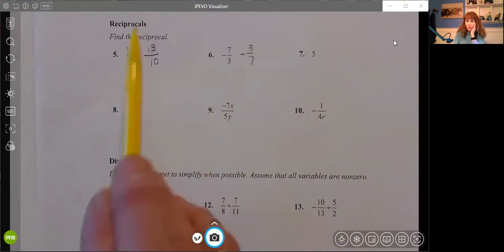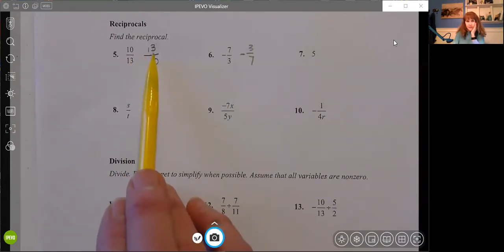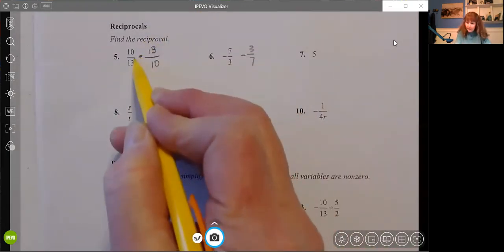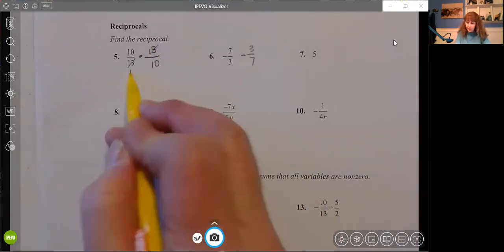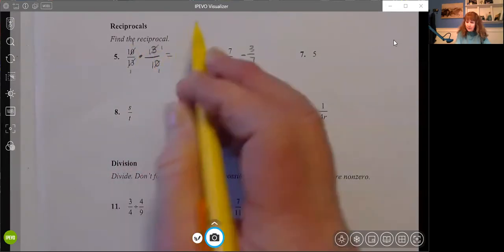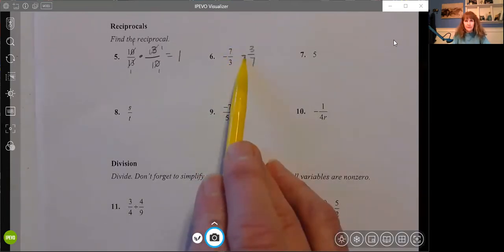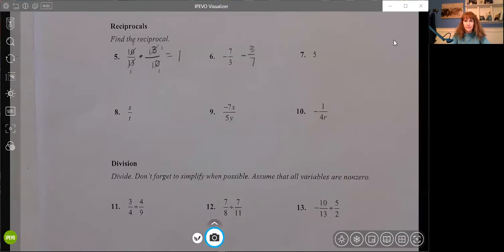Also notice that if you multiply a number or a fraction times its reciprocal, the 13s cancel. 13 goes into 13 once, so you end up with a 1 and a 1. 10 goes into 10. So when you multiply reciprocals, you always end up with the number 1. That way you know that it's right. Here, a negative times a negative is a positive, so you would also end up with a positive 1. The 3s cancel and the 7s cancel.